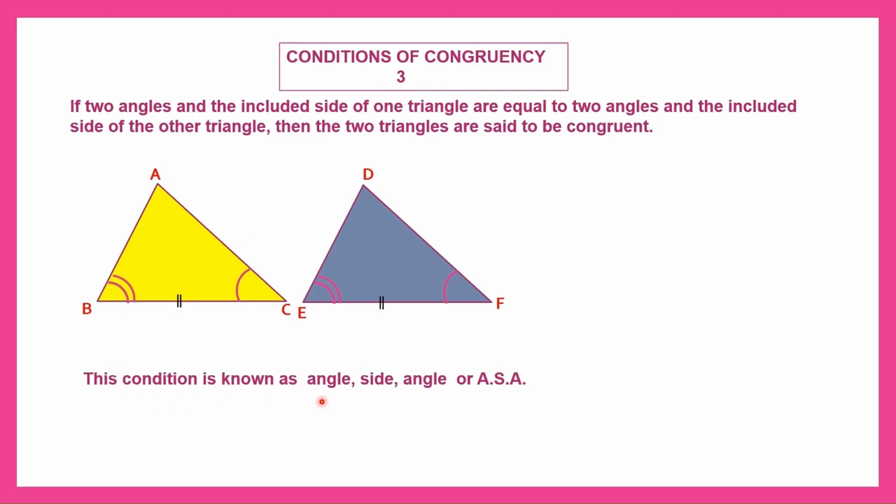So we say this condition is known as angle, side, angle or ASA. So BC is equal to EF. So one side, the included side, they are equal. And angle B is equal to angle E. Angle C is equal to angle F. So we say that triangle ABC is congruent to triangle DEF by ASA. This condition, that is angle, side, angle, is the third condition of congruency.